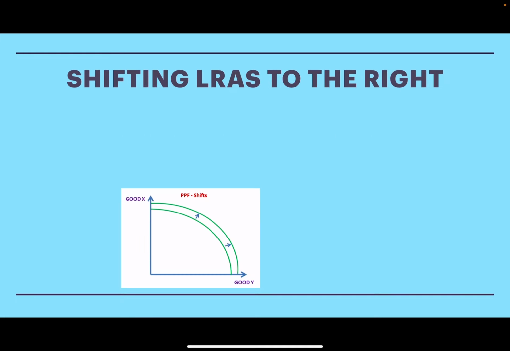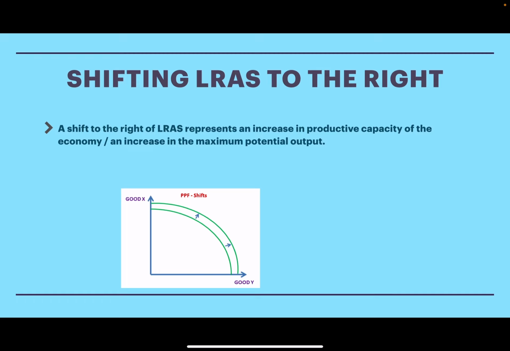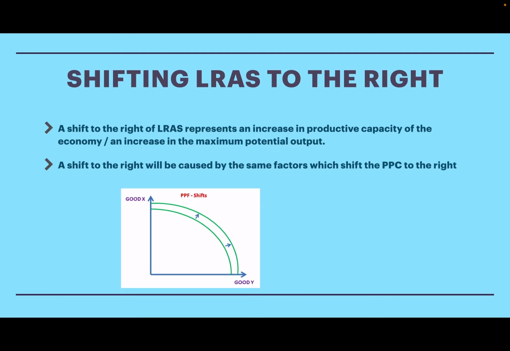So shifting the long run aggregate supply curve to the right is equivalent to shifting your production possibility curve to the right. A shift to the right of the long run aggregate supply curve means that you have increased the productive capacity of the economy, or you've increased your maximum potential output. And that's exactly what happens when you shift the production possibility curve to the right. So anything that shifts the production possibility curve to the right will also shift the long run aggregate supply curve to the right.